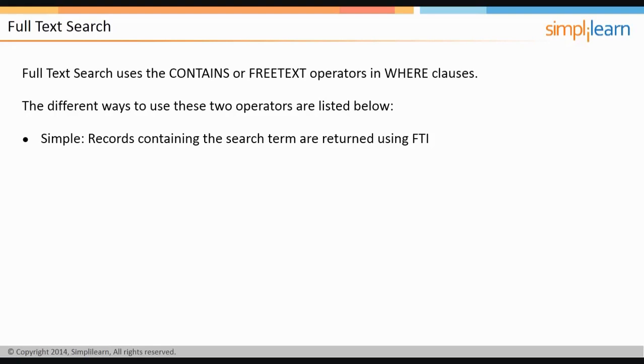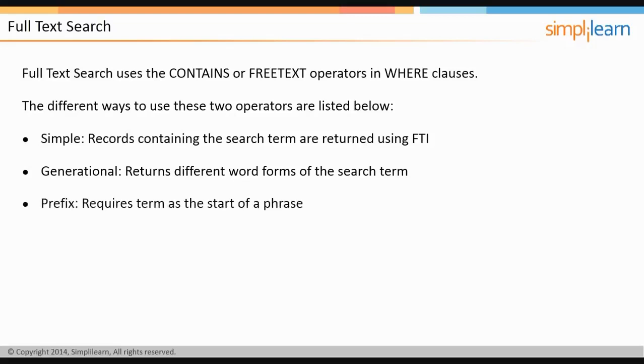The next is called the generational method. The same two operators can return records with not just the given term, but also those containing different word forms of that term. The prefix method enables the term to be at the beginning of the text. The proximity method allows you to specify two terms and the proximity, that is, how close one term should be to the other to be returned.